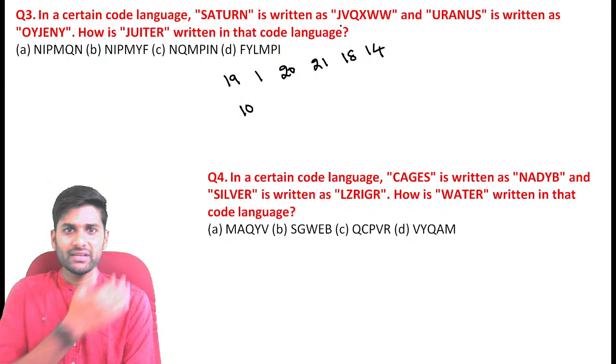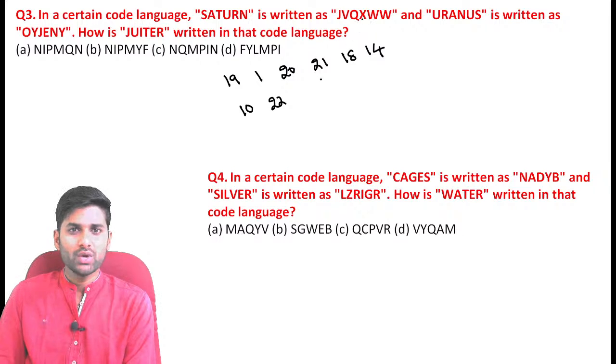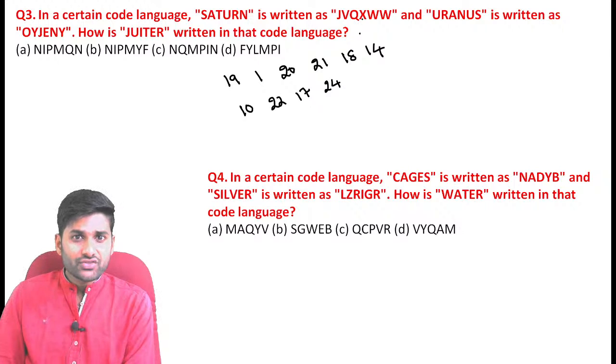J value becomes exactly 10. And V is equal to 22. And Q is 17. And X, Y, Z, so X is equal to 24. X is 24 and X is 24. In total we have 6. X and W, guys.